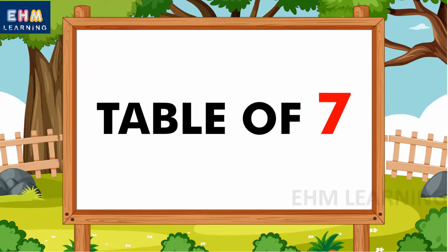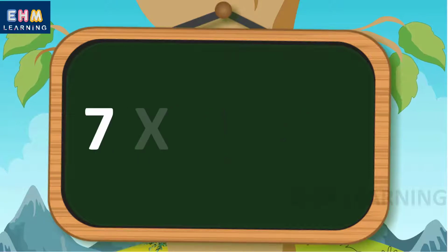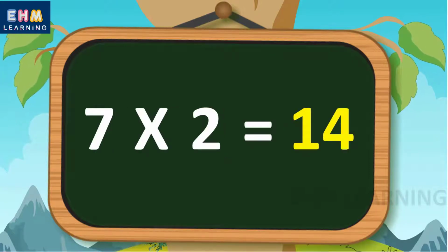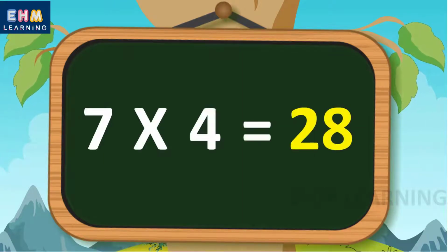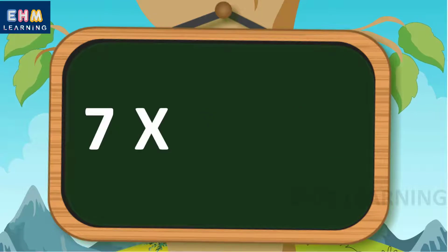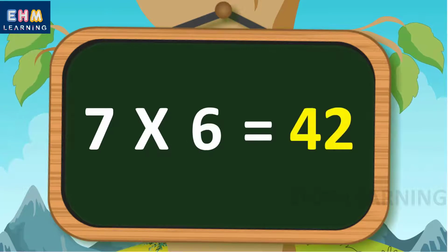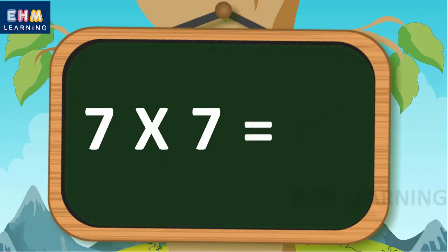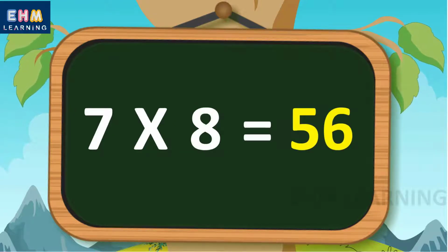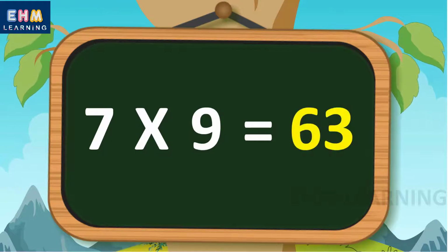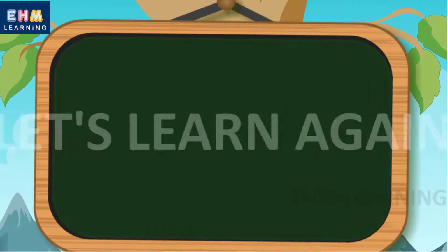Table of 7. 7 1's are 7, 7 2's are 14, 7 3's are 21, 7 4's are 28, 7 5's are 35, 7 6's are 42, 7 7's are 49, 7 8's are 56, 7 9's are 63, 7 10's are 70. Let's learn again.